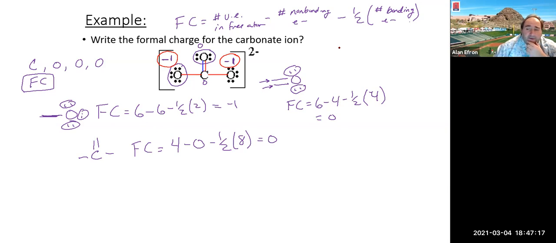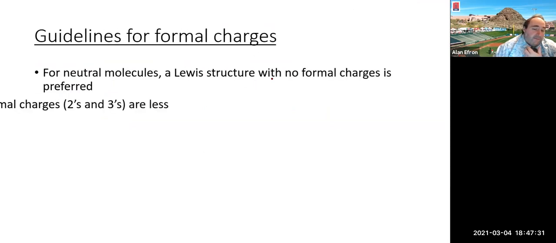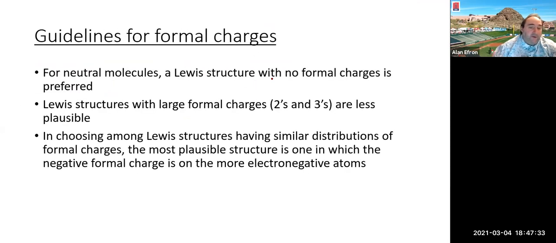And you may think in your heart, well, I think this is a cool structure. It's probably right, or a good structure. And we can use formal charge to really help us decide between equivalent Lewis structures, which one would be maybe the better structure. So the general guidelines for formal charge are this.